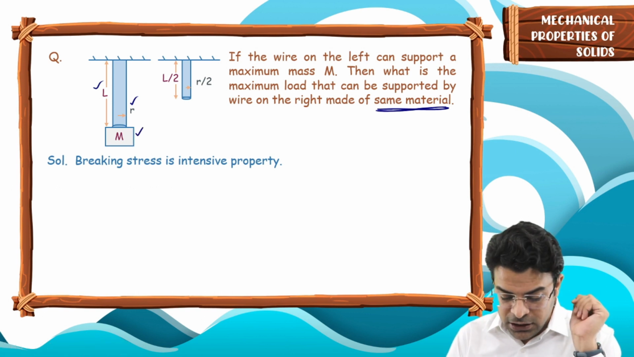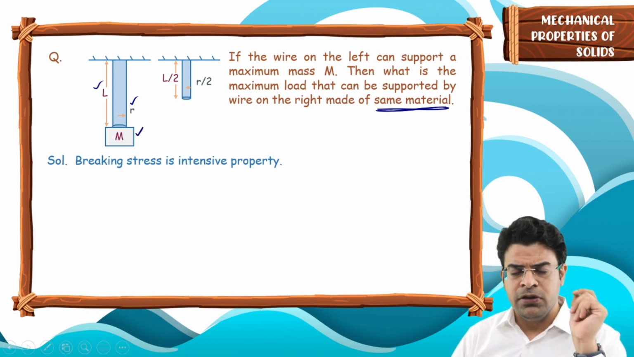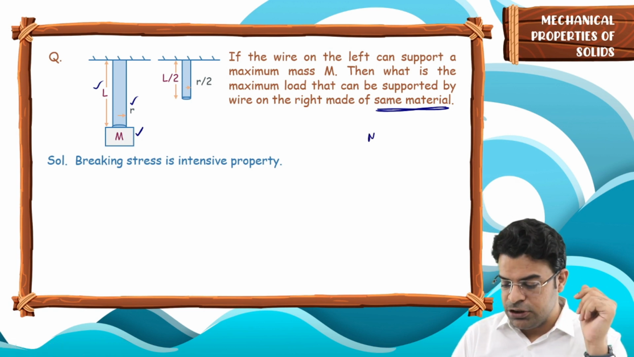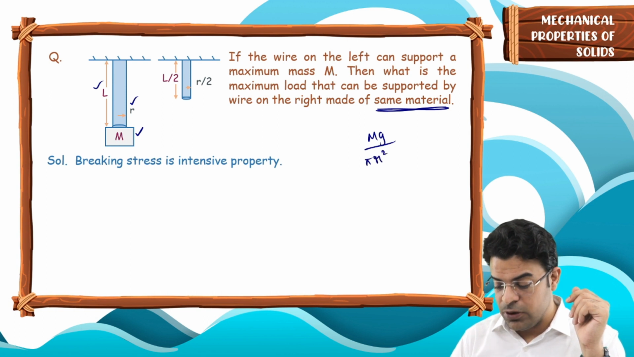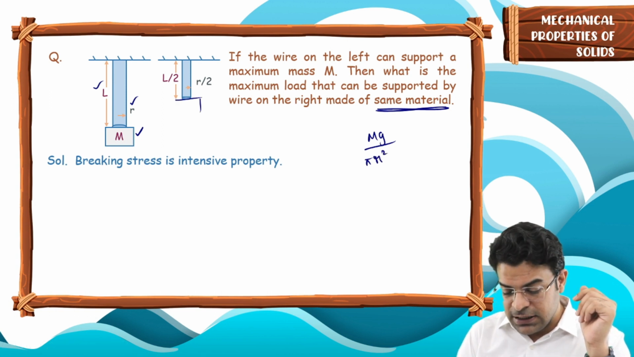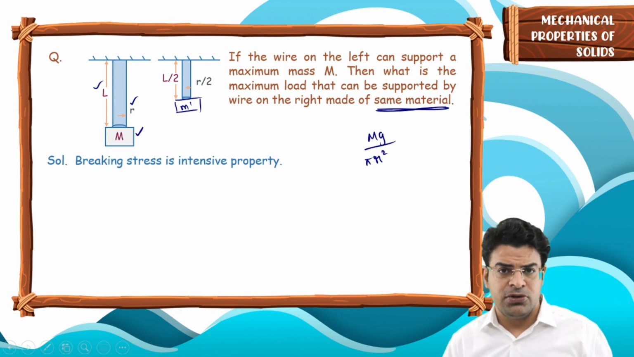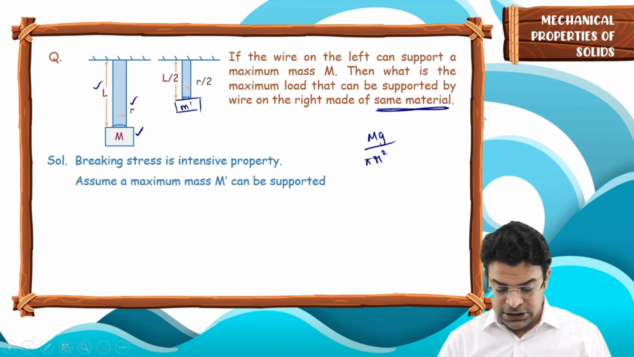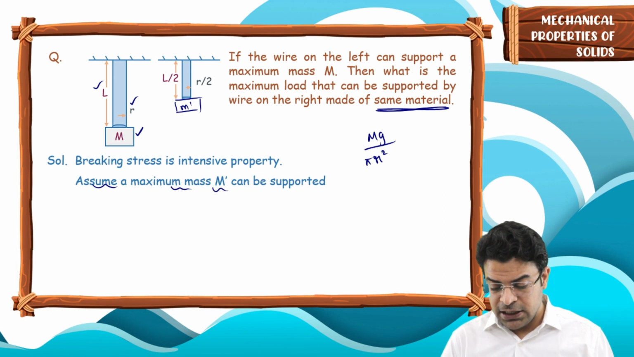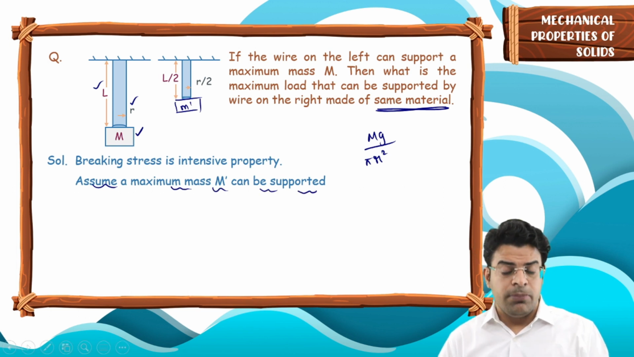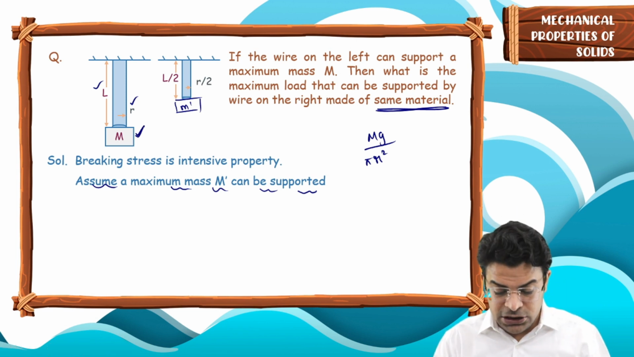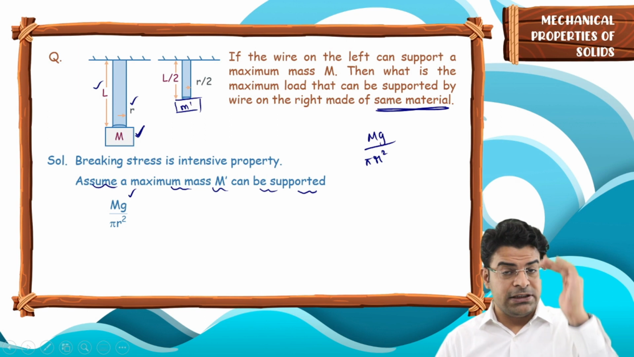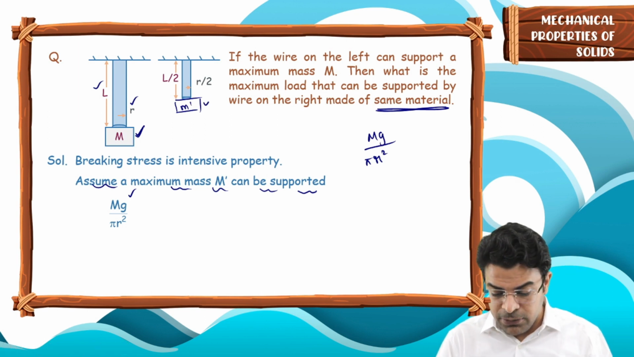If the first wire can support a maximum mass m, then the maximum weight it can support is mg. So the maximum stress it can sustain is mg, the weight, divided by pi r square. Now let's say the maximum mass that can be suspended from the second one is m dash. How to write the equation? Assume the maximum mass m dash can be supported by the second wire. The breaking stress has to be the same because they are made of the same material. So mg upon pi r square, the stress developed in the first wire, equals m dash g upon pi r by 2 whole square.